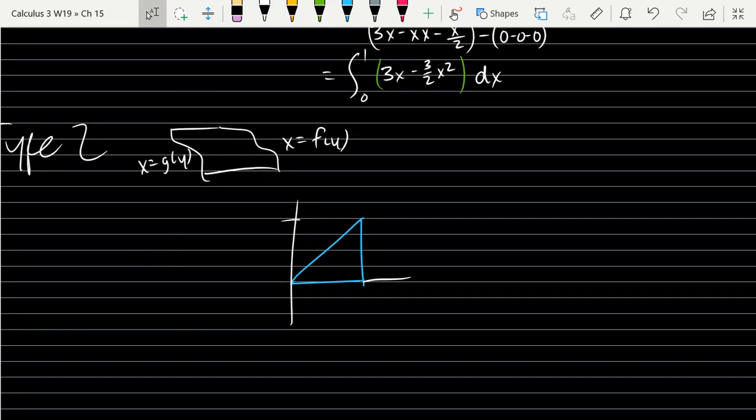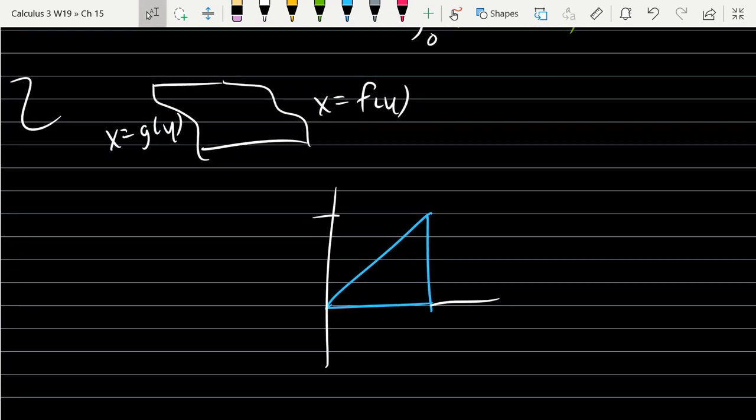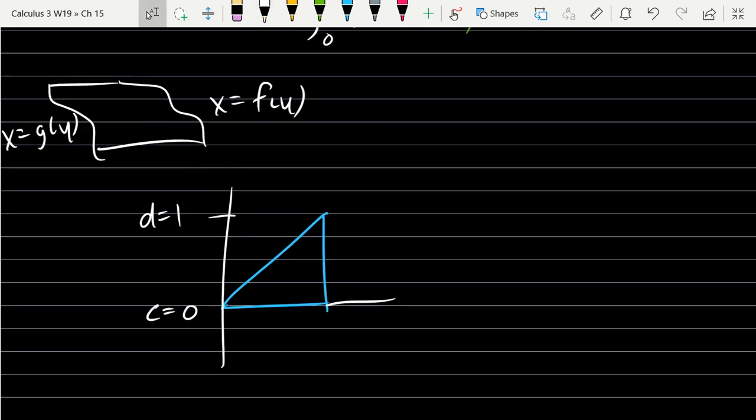So what is our minimal y value? That was c before. So c is 0. Our maximum y value will be 1. Now what I need are two curves. I need a left curve and a right curve. So write down the g of y and the f of y. So what curve is g of y? It is y. So that was kind of nice and easy.